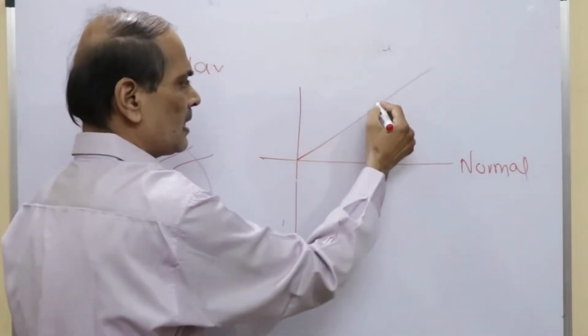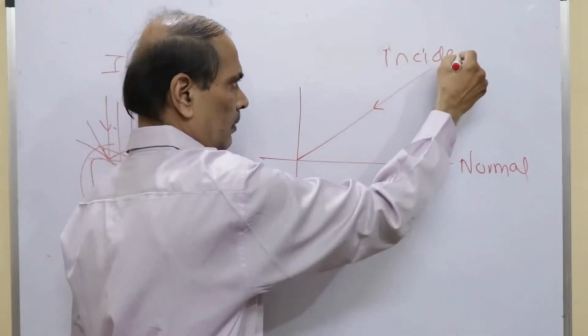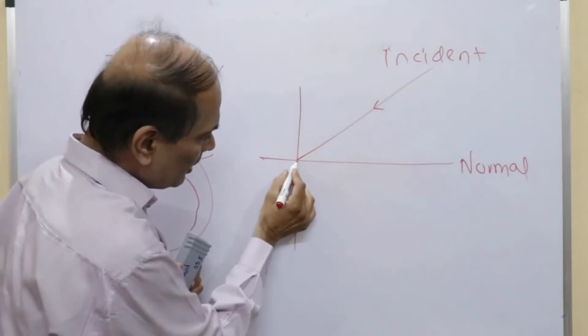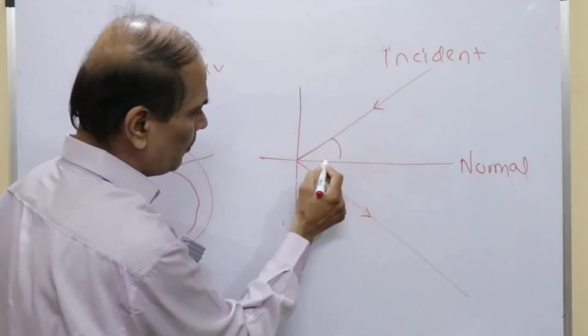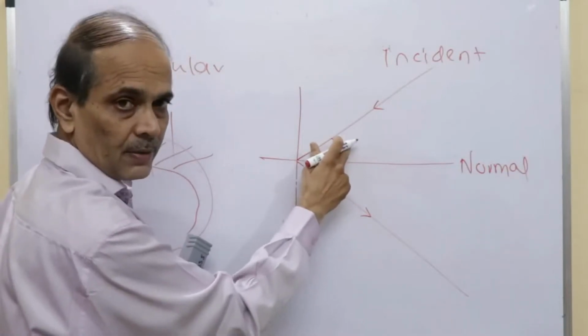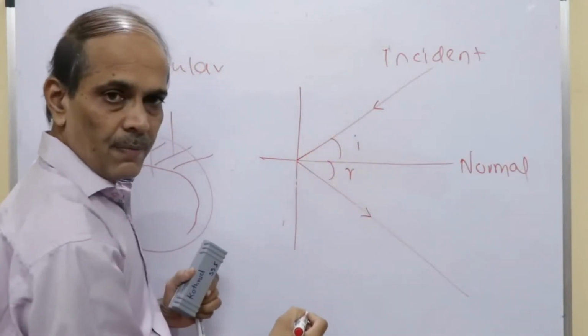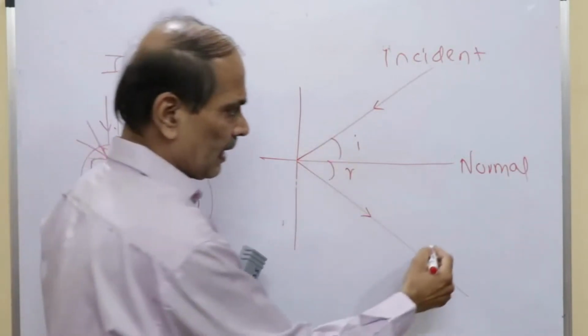So this is the incident ray that is hitting. This is called incident, a ray falling on the mirror. It will reflect off this surface at the same angle, the angle of reflection equal to the angle of incidence. So this is the angle of incidence, this is the angle of reflection. So these two angles are the same. This is the reflected ray.